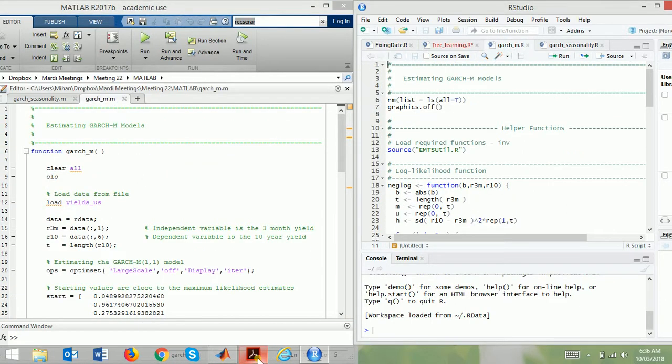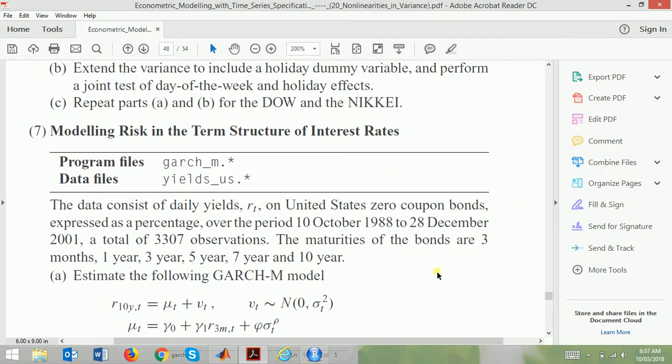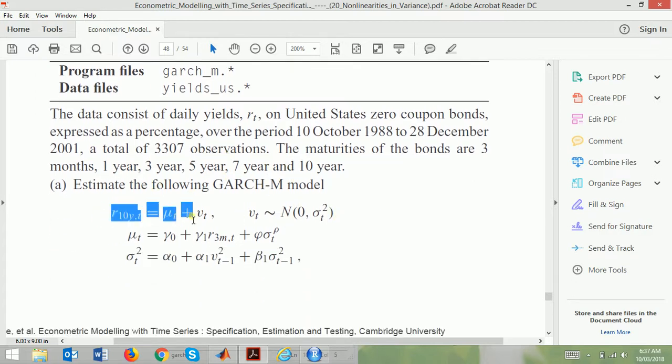Then looking into GARCH-M would be more interesting, because now we're going to find a relationship between risk and return. Modeling risk in the term structure of interest rates. The data consists of daily yields on United States zero coupon bonds. The returns as a percentage over this period, a total of 3000 observations. The maturities are different. So first of all, we have the return, which is equal to the variance, because we're dealing with the variance.